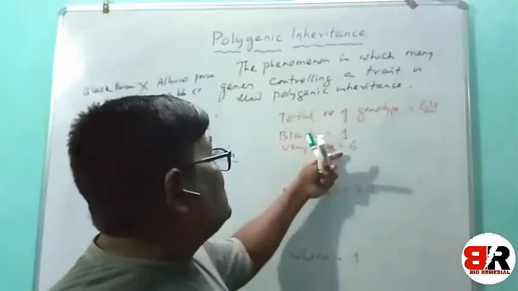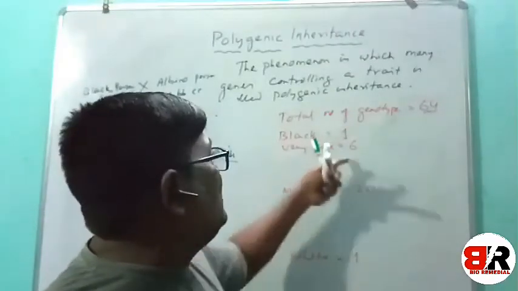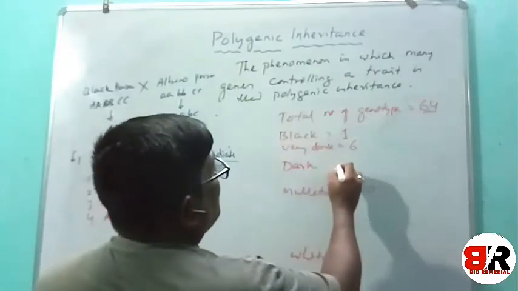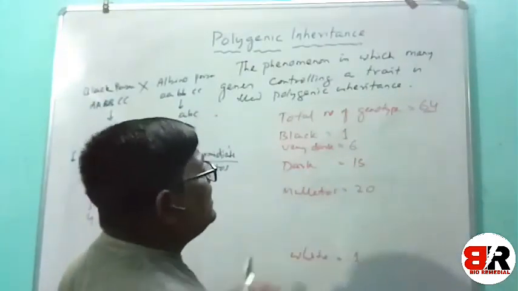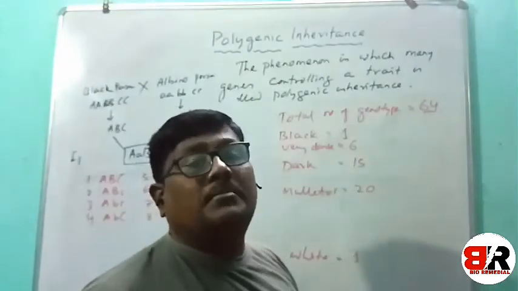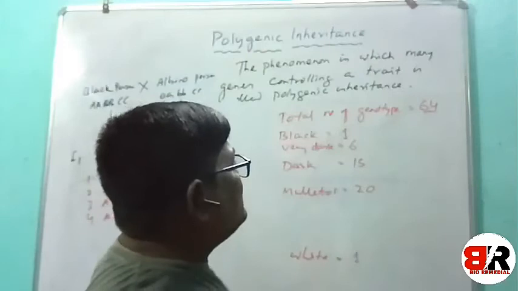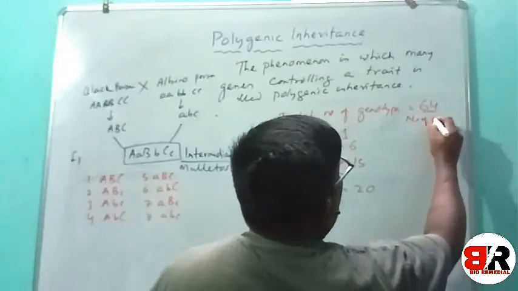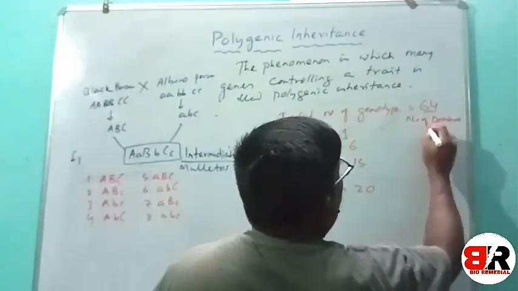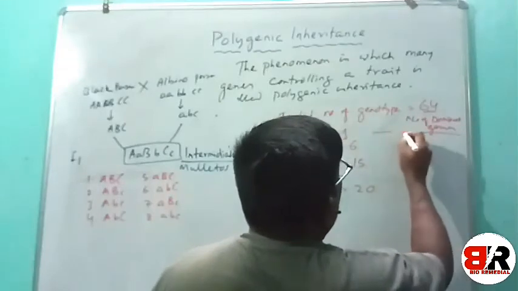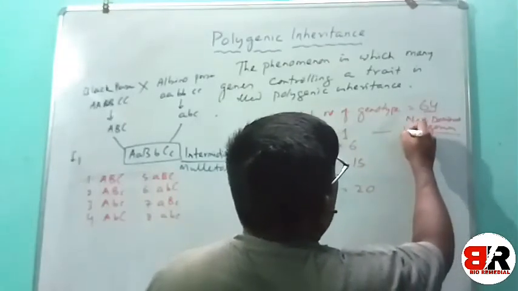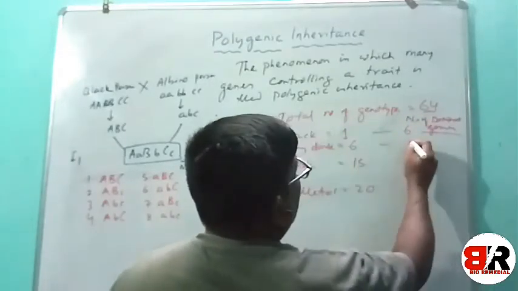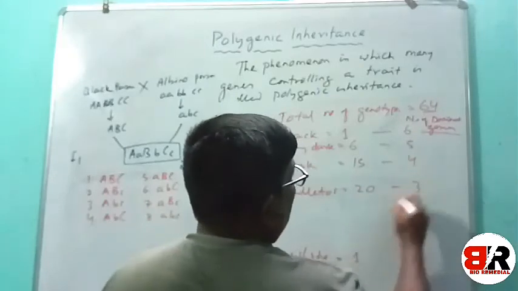Then the next one, the 5 number of dominants will have very dark skin color, will be 6, and the dark skin colors will have 15 numbers. Means this dark skin color has 4 number of dominant genes. So the mulatto has 3 number of dominant genes. We can say number of dominant genes here. If we see number of dominant genes here, we can get all 6. Very dark we have 5 number of dominant genes, then 4, then 3.